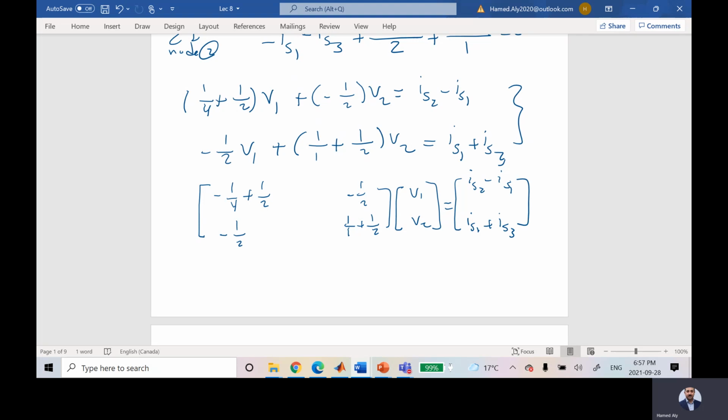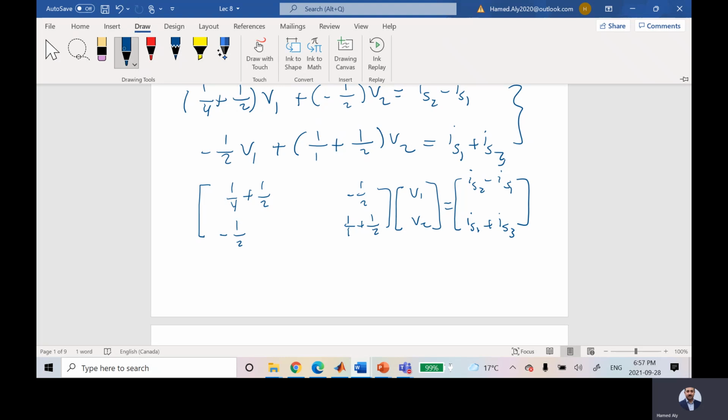Any question for that? Yes. Negative 1. Where? Which one? This one? This one? Negative 1 over 4? Oh, this is not negative. This is positive. Probably it is. While I was writing it, I wrote negative. Any question, guys?